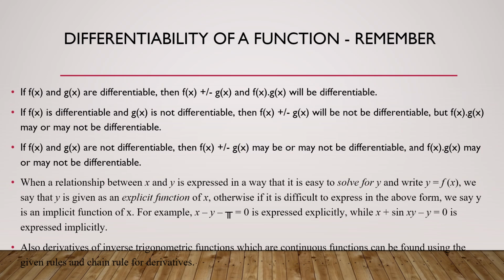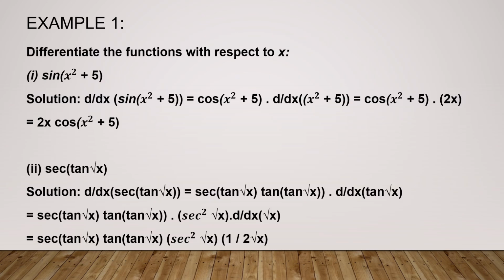Derivatives of inverse trigonometric functions, which are continuous functions, can be found using the rules. We will see these rules and also use the chain rule for derivatives. Before going to other difficult examples regarding inverse trigonometric functions, let us first take simple examples. Suppose you need to differentiate the following functions with respect to x.